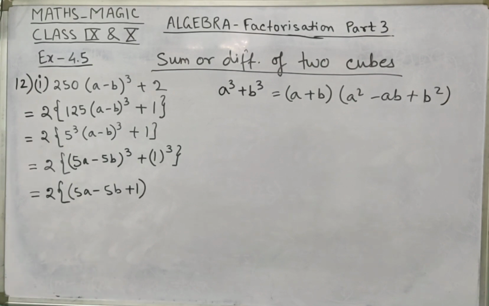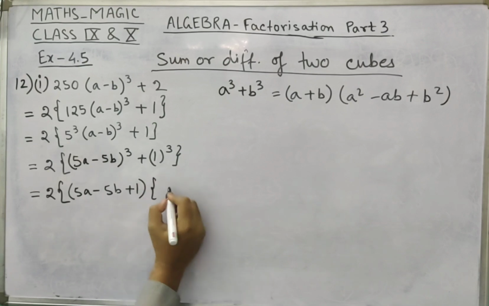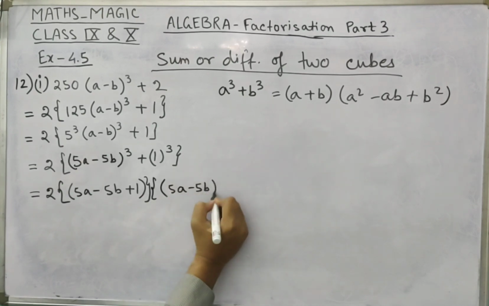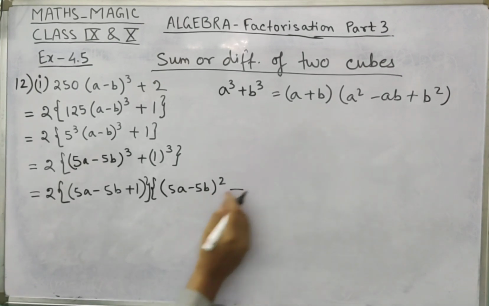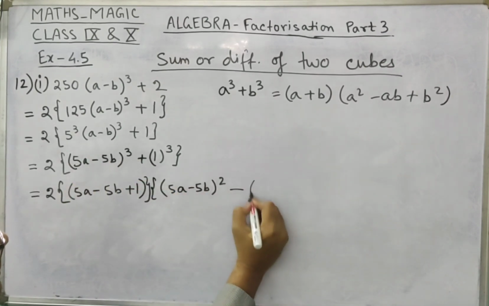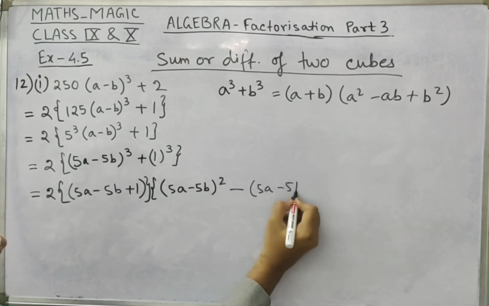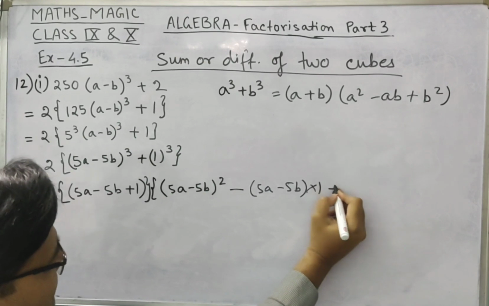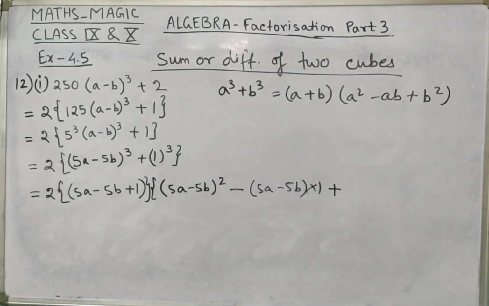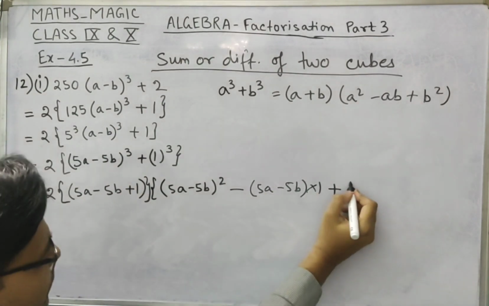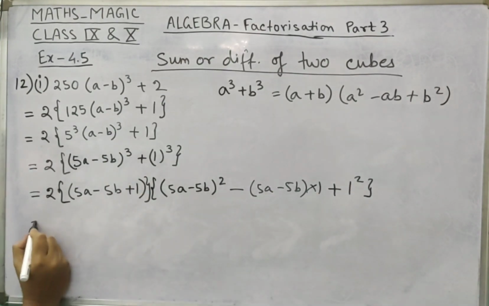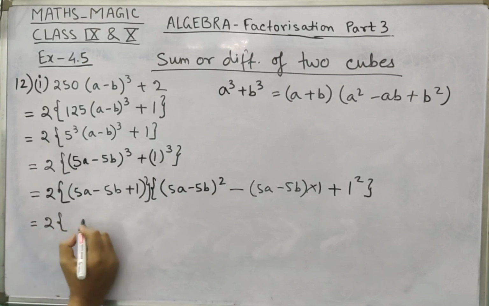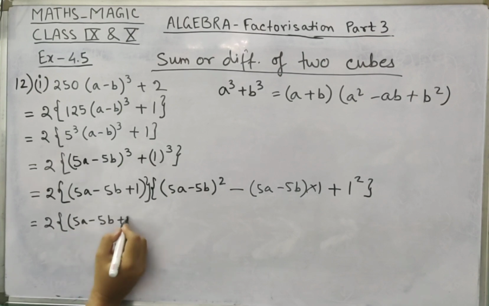Now it says A square. That means (5a minus 5b) square minus A into B. So minus this into 1. So minus (5a minus 5b) into 1 and then plus B square. So B is what? 1 only, so 1 square. So (5a minus 5b) plus 1.